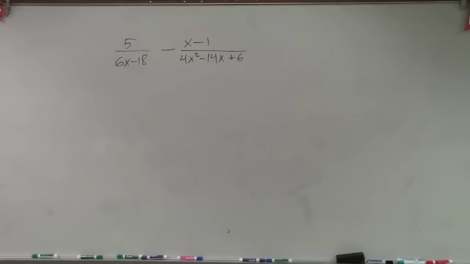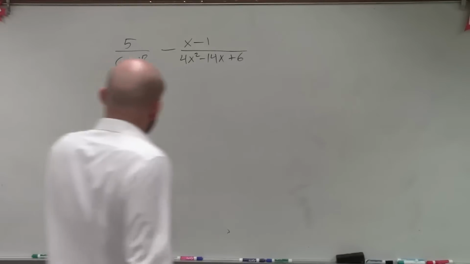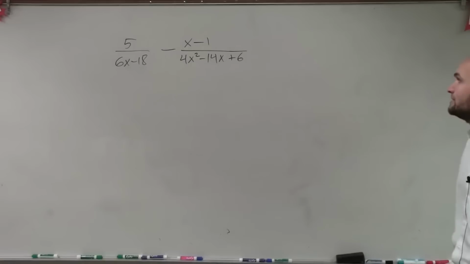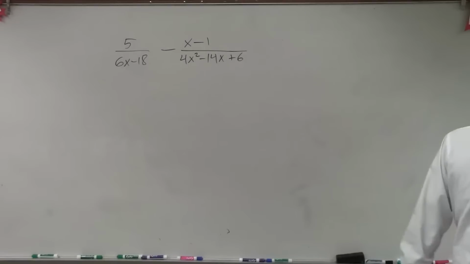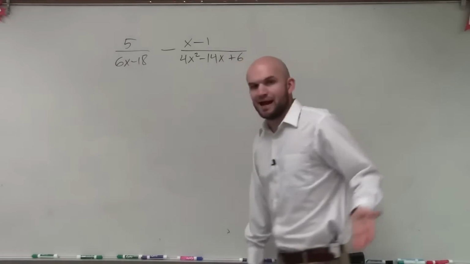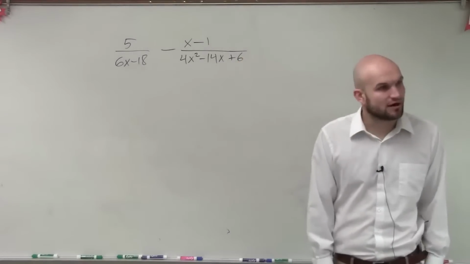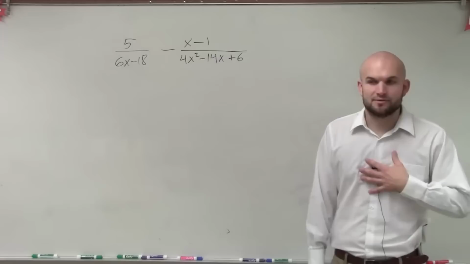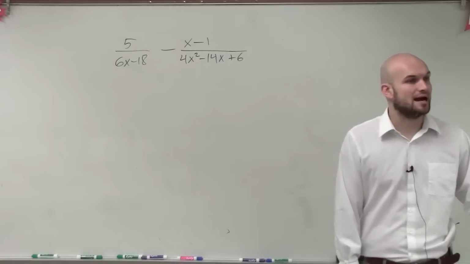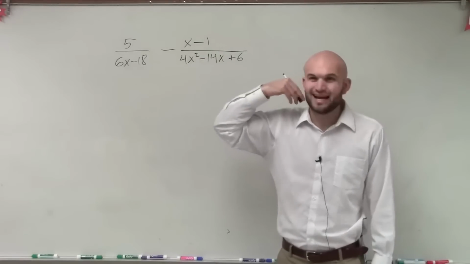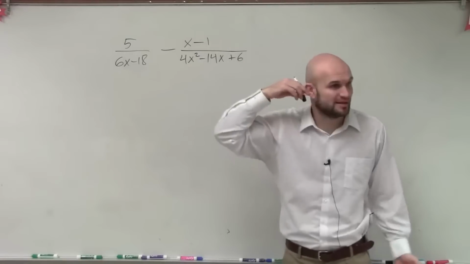All right. So in this problem, ladies and gentlemen, I have 5 divided by 6x minus 18 minus x minus 1 divided by 4x squared minus 14x plus 6. Now, remember, we have to have the exact same variable factors. We have to have at least the common denominators. Do these denominators look exactly the same? No. And they don't even look anywhere close to being exactly the same.